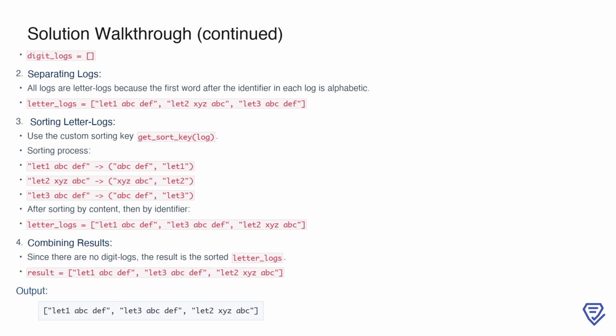Now, we proceed to sort the letter_logs using the custom sorting key. Each log is split into its content and identifier, such as let1 abcdef into abcdef, let1; let2 xyzabc into xyzabc, let2; and let3 abcdef into abcdef, let3. Sorting these logs by content first, and by identifier in case of ties, results in the ordered let1 abcdef, let3 abcdef, and let2 xyzabc. Finally, since there are no digit logs, the final result is the sorted letter_logs list.